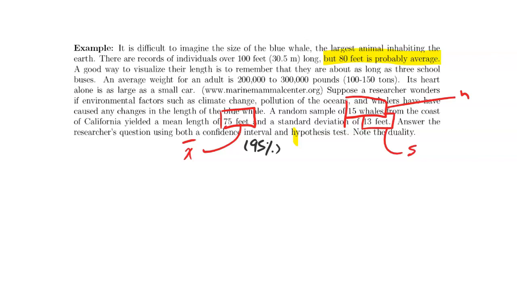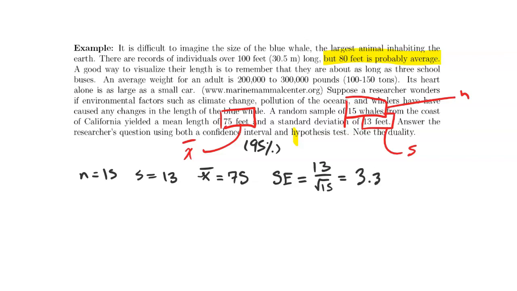So we've got that n equals 15, s, the sample standard deviation, is 13, x bar, the sample mean, is 75. So we know that our standard error in both the confidence interval and the hypothesis test is going to be 13 divided by the square root of 15, which is 3.3566. And so let's start by doing the confidence interval. And remember, this is going to be a 95% confidence interval.